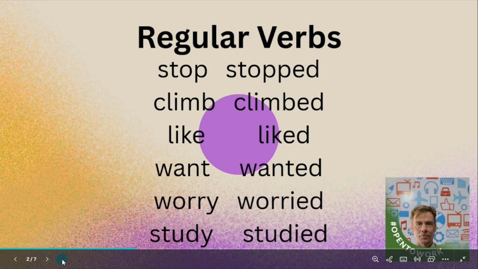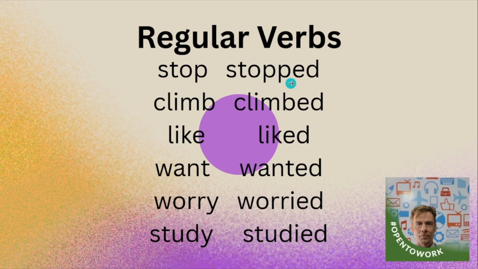To form the simple past, in most cases, it's simply a matter of adding ed to the end of regular verbs. But there are some spelling rules. You can see stop becomes stopped with two P's. So if the verb ends in a vowel and a single consonant, you double the last consonant.